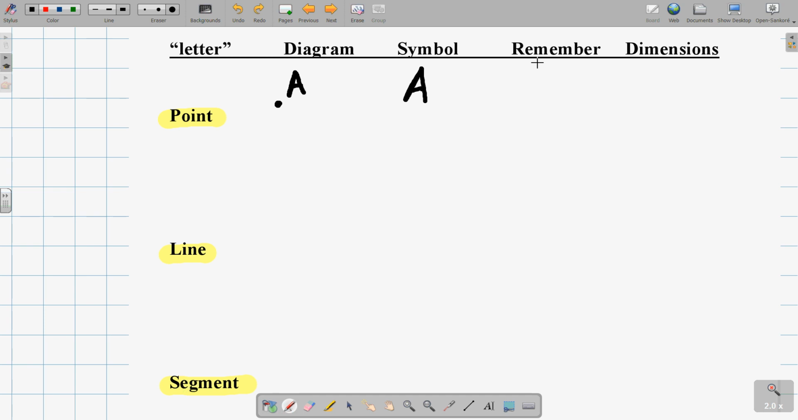Remember, it must be capital. You have to use capital letters. Capital A, capital P, capital R, only capital letters. You may not use lowercase letters for points. So these kinds of letters you may not use for points. Points only use capital letters.